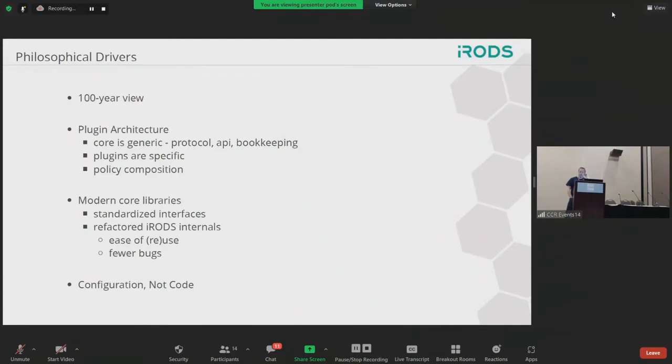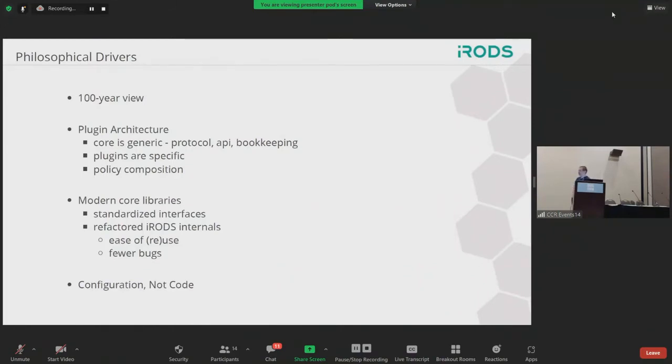Our architecture is all plugin driven. So the core is very generic. Our goal is to write code that nobody else has to ever really look at, but can be applicable to lots of stuff. So we are basically a protocol, an API, and the bookkeeping that we do. The plugins are where the magic layer is to talk to any particular specific technology. We can encapsulate the intelligence of all these different domains in tiny boxes, which is good. And then we can compose those together to make the policy apply.